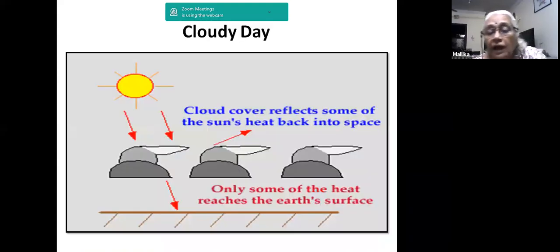What if you have a cloudy day? On a cloudy day, only some heat is reaching the earth's surface. If the ground doesn't get heated, the day is going to be cool. That is why cloudy days are cool. It's not just the shade, but it is the clouds blocking the sun's rays from reaching the land. Because only if the land gets heated up, the air around it will get heated up. Got it? So that is a cloudy day.